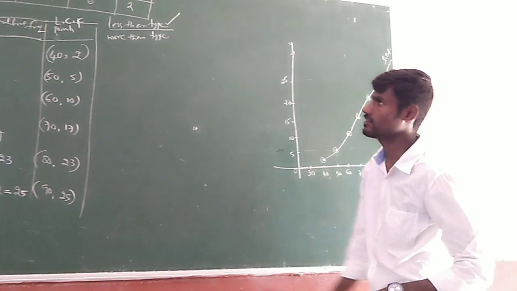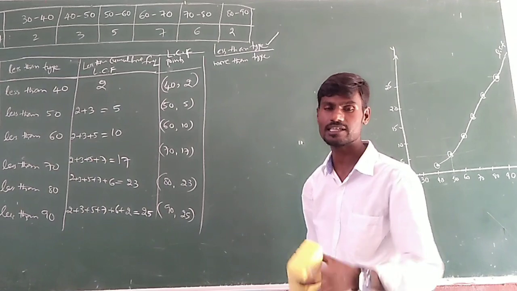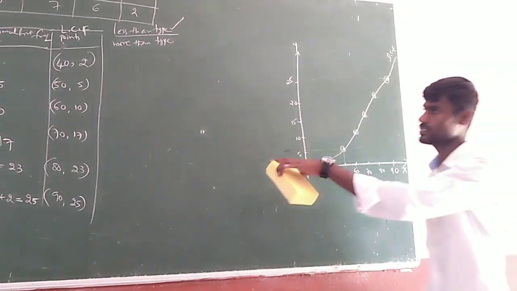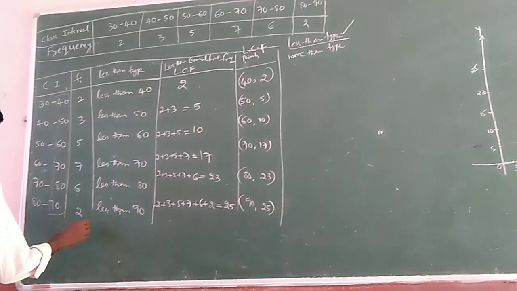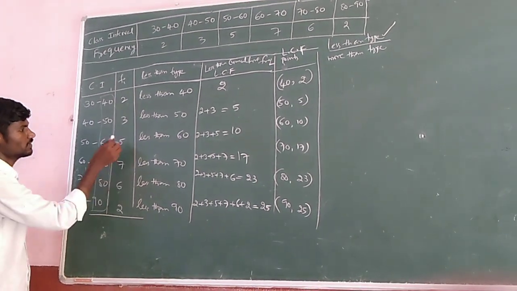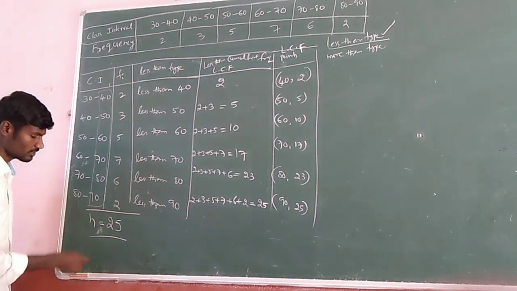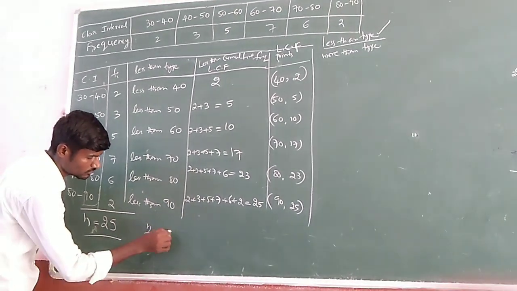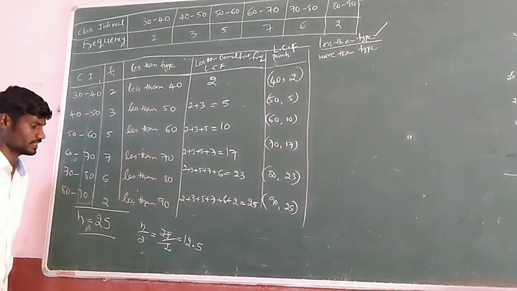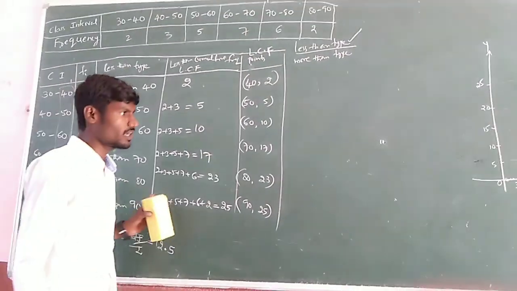If they ask to draw the less than type cumulative curve for the given data and find the median, how can you find the median with only one graph? Just take the sum of frequencies. Here, 2 plus 3 plus 5 plus 7 plus 6 plus 2: 8, 15, 20, 23, 25. That is nothing but the n value, the total number of observations. Then take the n by 2 value. 25 by 2 gives 12.5. This is a frequency value.